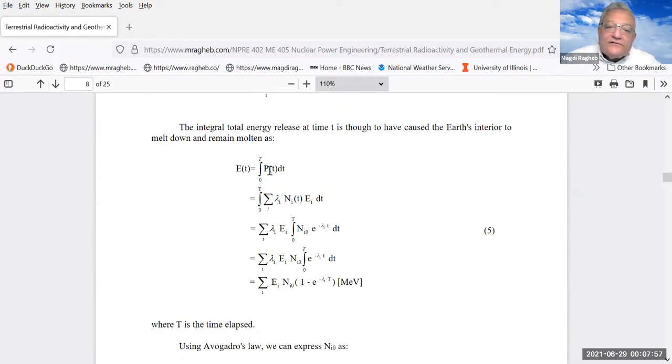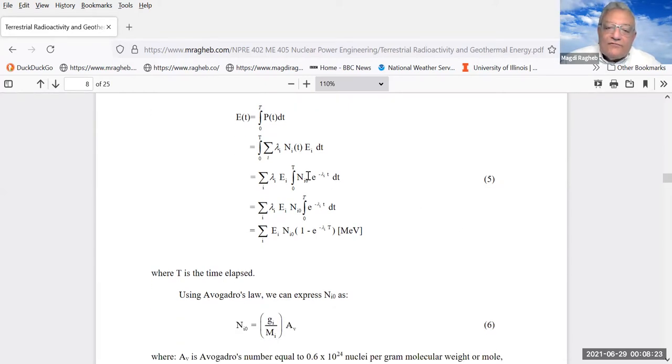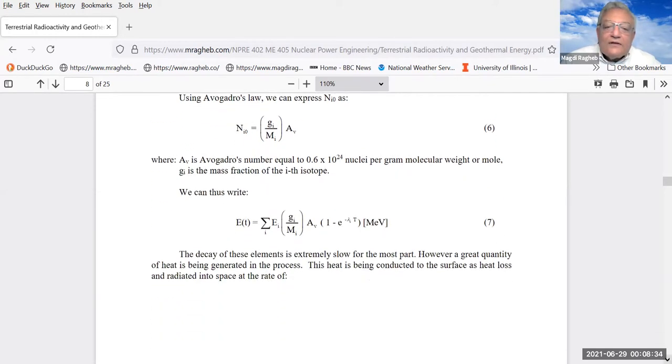The integral energy release is obviously the integration of the power from the time of the creation of the Earth to today, any time capital T. So we substitute for the power the summation over all the isotopes, and you end up basically with the energy release following a sigmoid. It is increasing and reaching a saturation value with the time elapsed. We can use Avogadro's number here, Avogadro's law, to express all those N_i of zero as the mass of the isotopes divided by their molecular weight multiplied by Avogadro's number. And I can describe really the energy release in the Earth over time from the time of its creation. You'll find that the decay of these elements is extremely slow for the most part, like uranium and thorium.